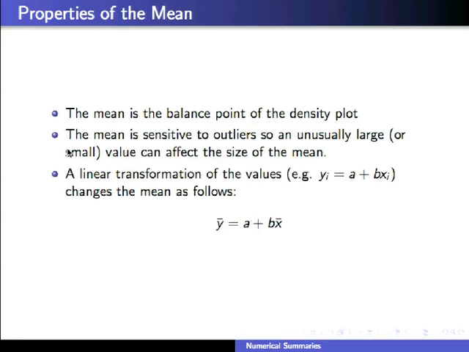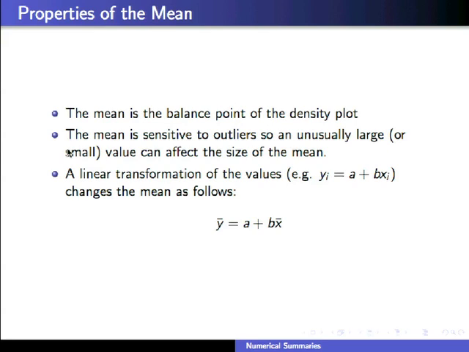And what I mean by that is, if we could print out the density plot on cardboard, something like that, and cut out the shape, and then think of it as a seesaw, where would we have to put the fulcrum so that it balanced? That's what I mean by the balance point, sort of a center of gravity. So the mean is the balance point of a density plot.